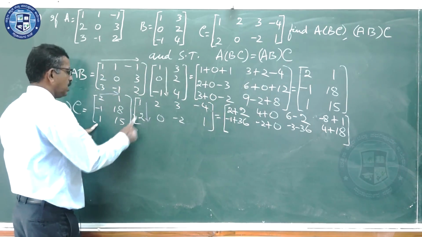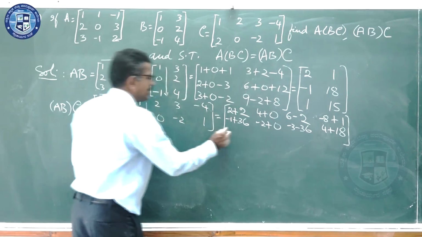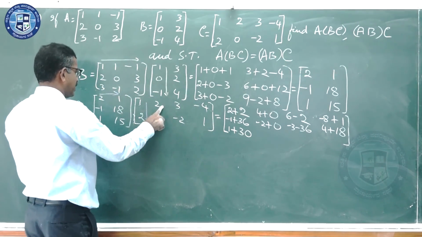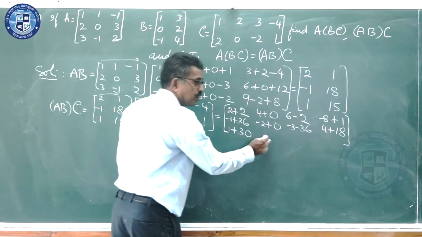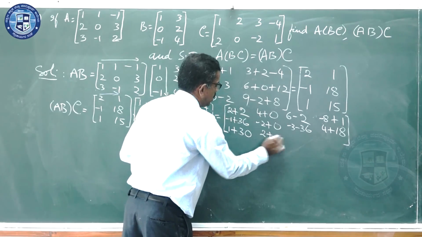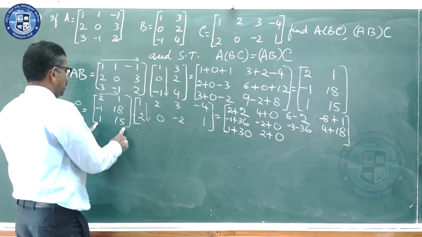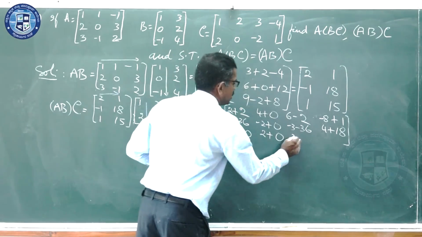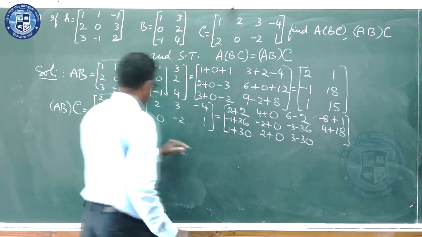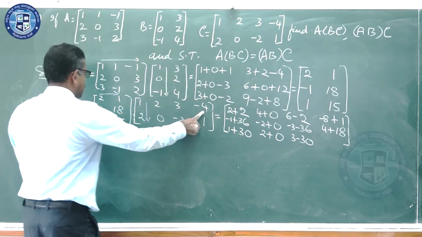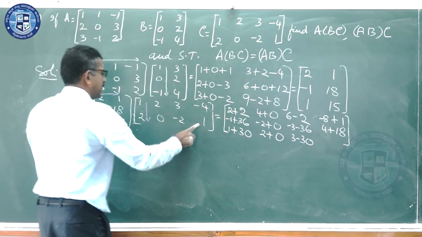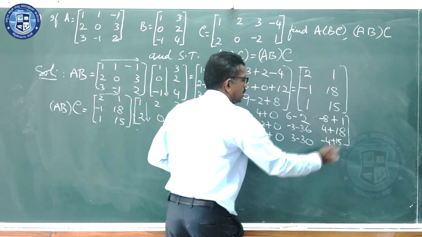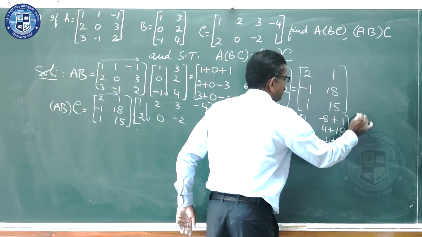Okay, next, 1 plus 30. Next we have here 2 plus 0. Then we have 3 minus 30. The last one is minus 4 plus 15. So let me write the resultant here only.